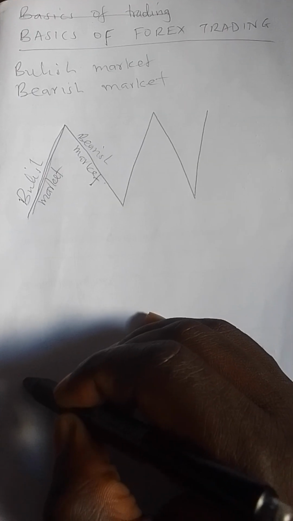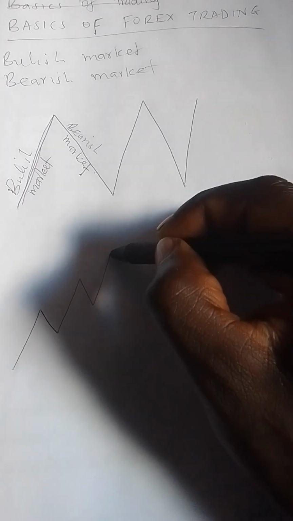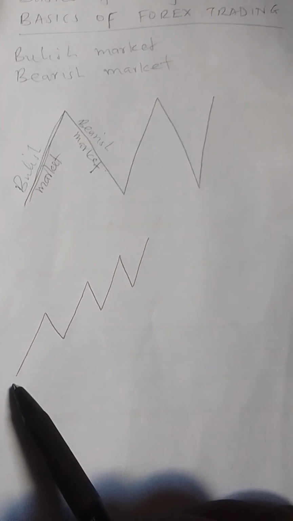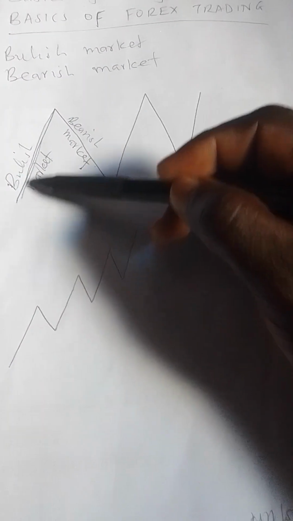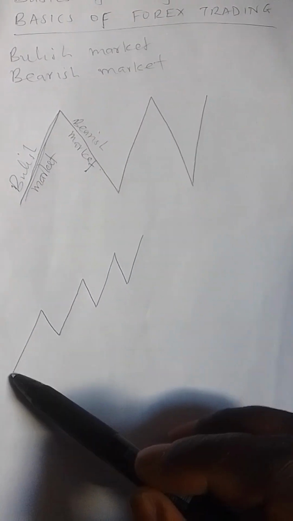To understand this, the market does not really move in this way, but it goes up to a certain level, then it starts coming down. So when you see something like this, it means this market is going up. This is what we are representing with this single line, the way it is moving.